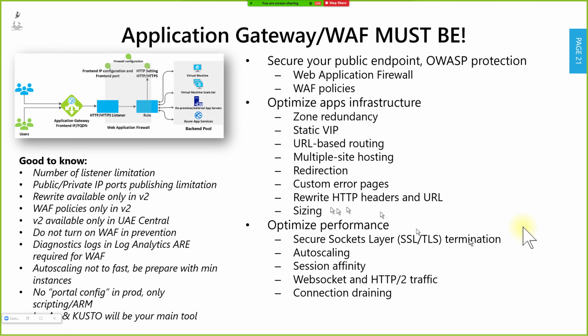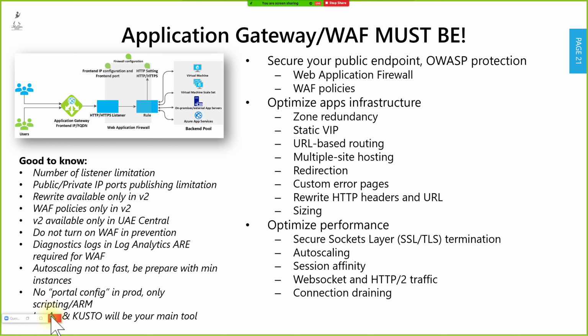You can rewrite headers or URLs to work with them. You can optimize performance with SSL offloading, so you can use the Application Gateway for SSL offloading. You can use WebSockets or HTTP/2 traffic. You can use auto scaling and connection draining. All of this optimizes your performance.